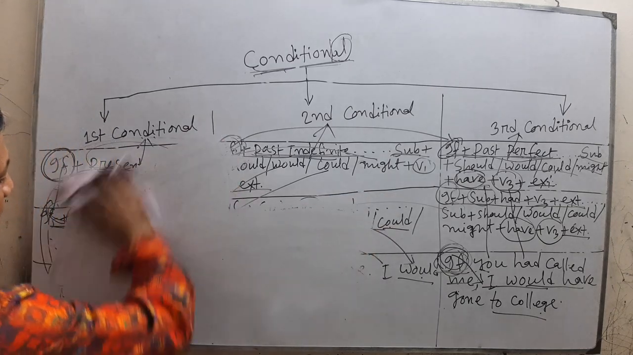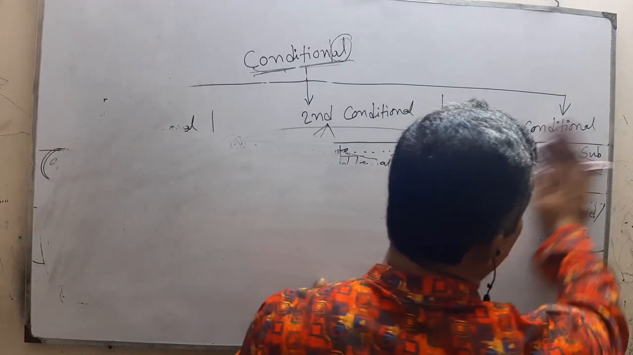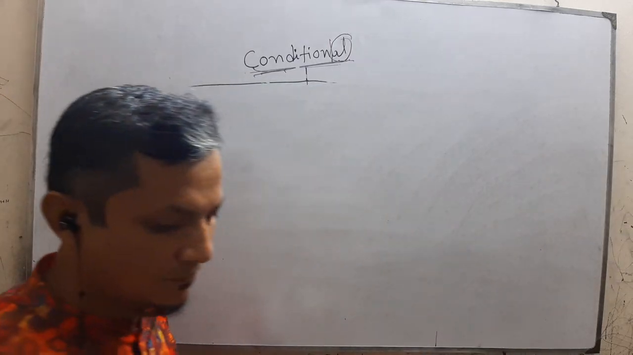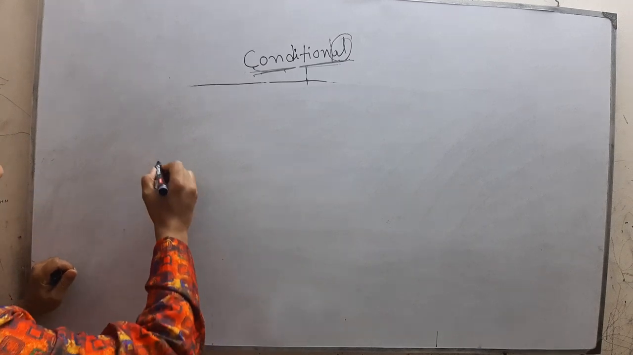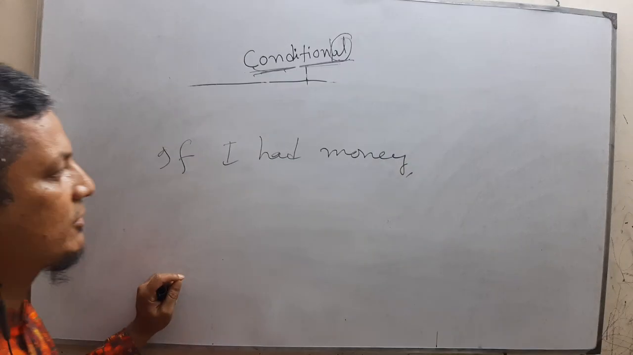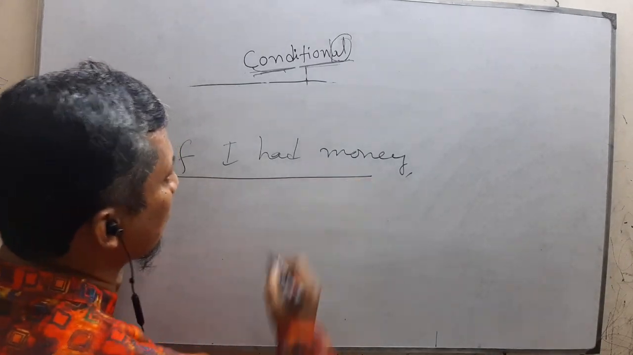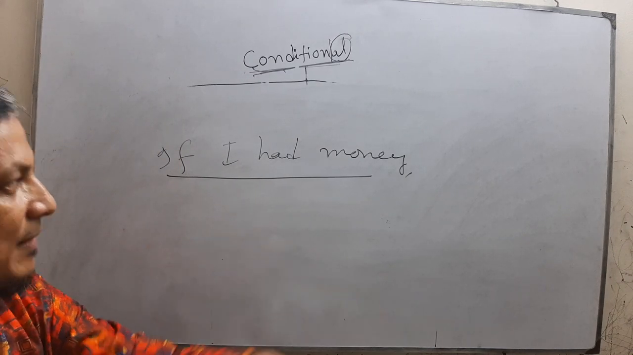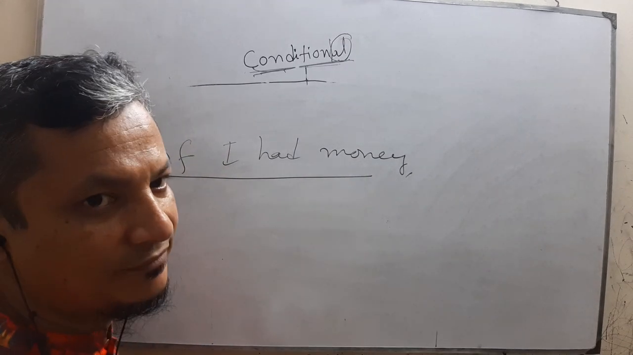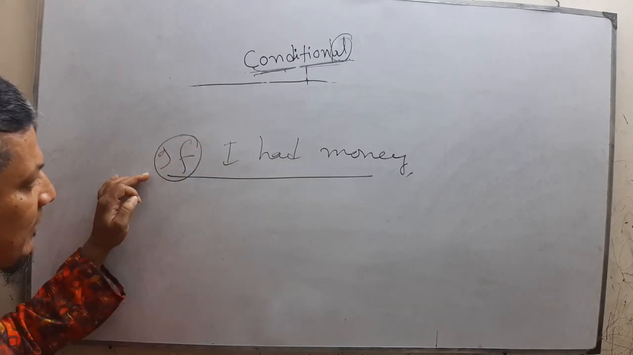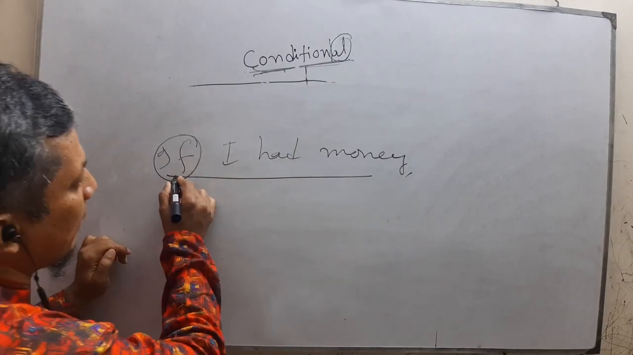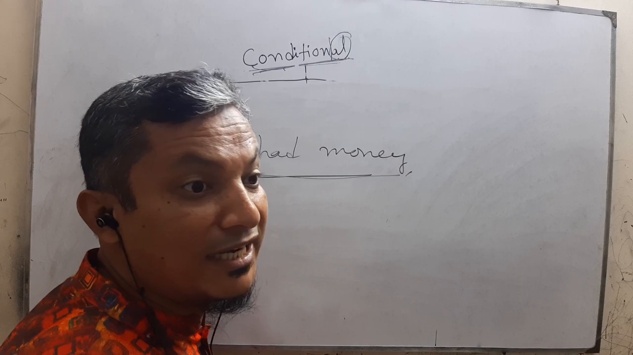Okay, my dear students. Now I am giving two exceptional sentences. If I had money. My dear students, this part is related to second conditional. Now I am giving two exceptional rules or examples to you. If I had money. Am I clear to you? It is if, so it is related to conditional sentence. And it is related to past indefinite tense.